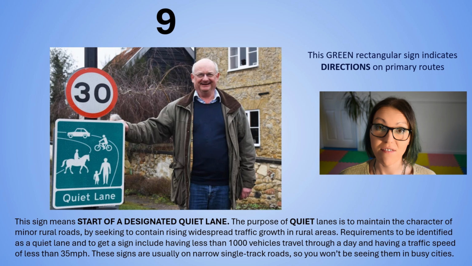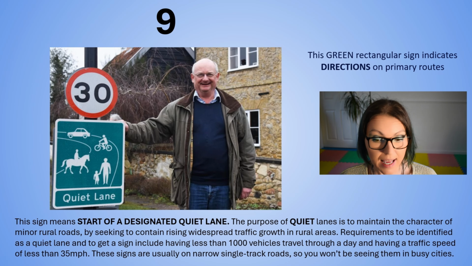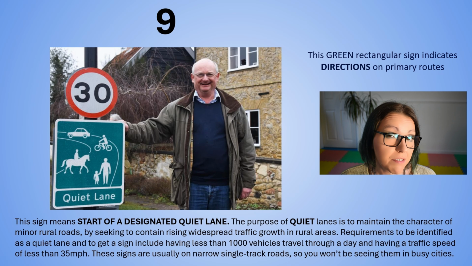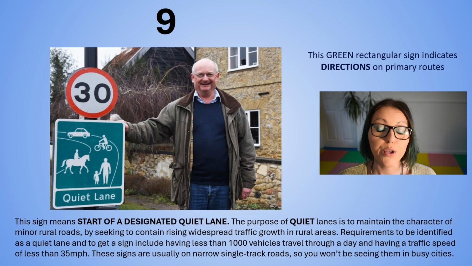Requirements to be identified as a quiet lane and to get a sign include having less than 1,000 vehicles travel through a day and having a traffic speed of less than 35 miles per hour. These signs are usually on narrow single-track roads, so you won't be seeing them in busy cities.